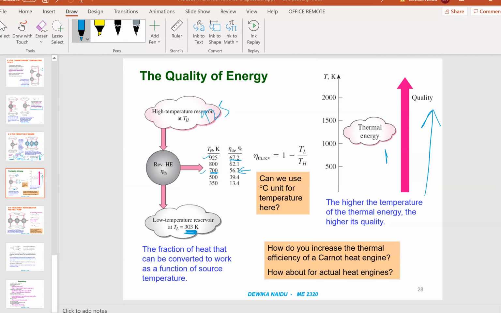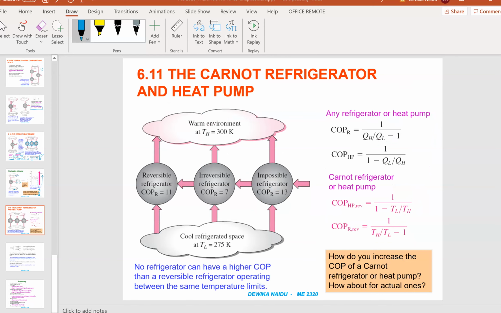That is what this statement explains. So how do you increase the thermal efficiency of a Carnot heat engine? By increasing the temperature difference. What about the heat engine? The formula does not look at temperature, but at the heat, the Q. So that's the difference. Now the last part of the chapter is the Carnot refrigerator and heat pump.